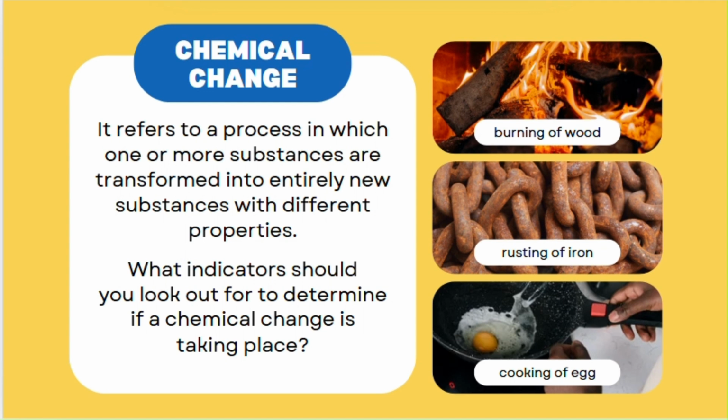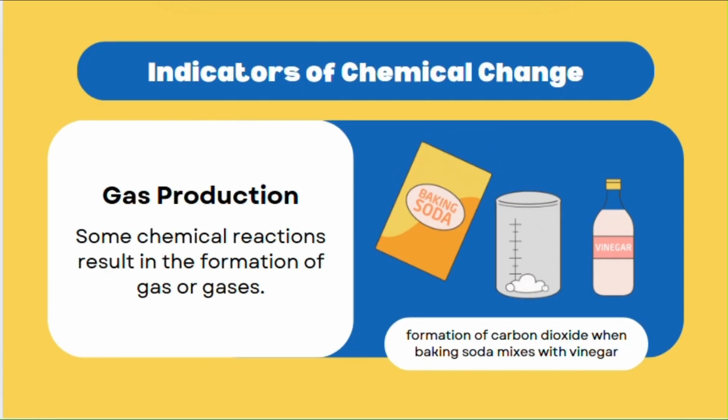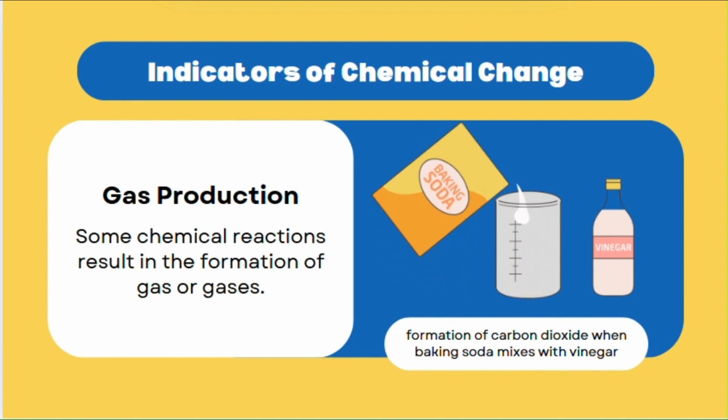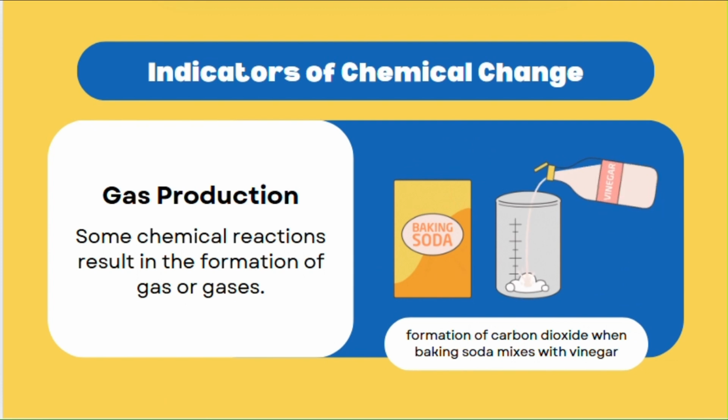Now, what indicators, students, should you know to determine if a chemical change has taken place? Gas production. Now, there are some chemical reactions which result in the formation of gas or multiple gases which are released. An example is the formation of carbon dioxide when baking soda mixes with vinegar.